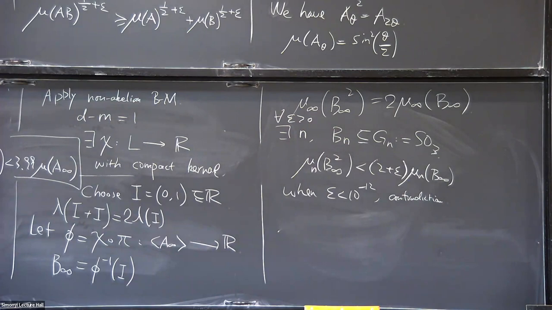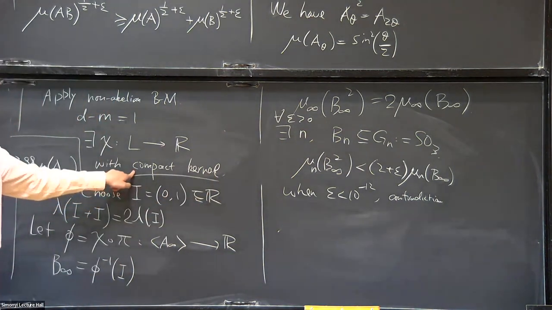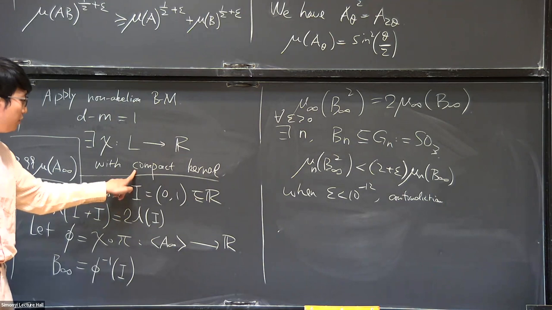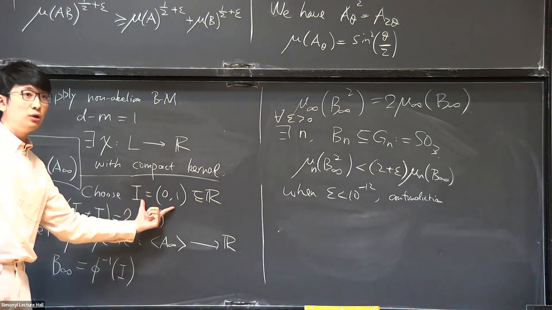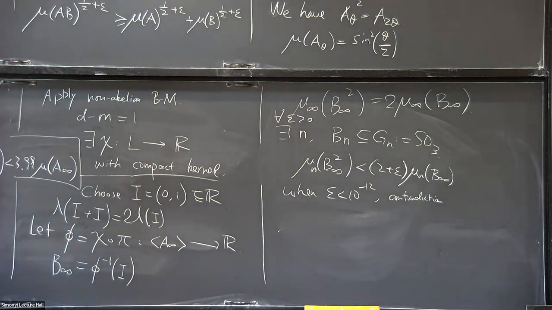So did you use the compact kernel? That was kind of crucial, right? So where did you use it? So I use it when I pull back the I, you have a finite set. You don't have an infinite set. Yeah, so it's still finite. I see. Finite set.